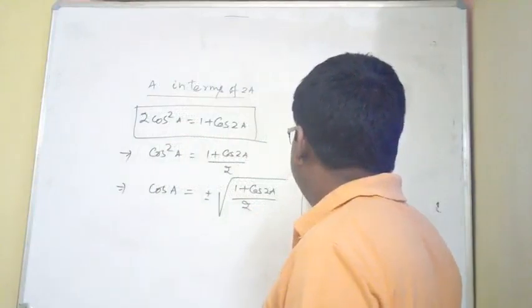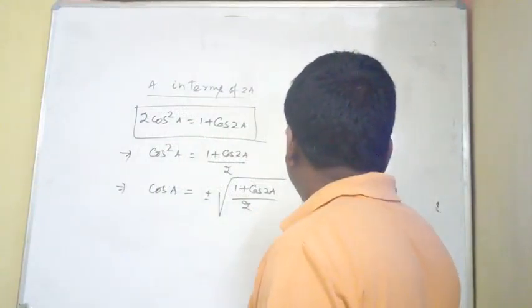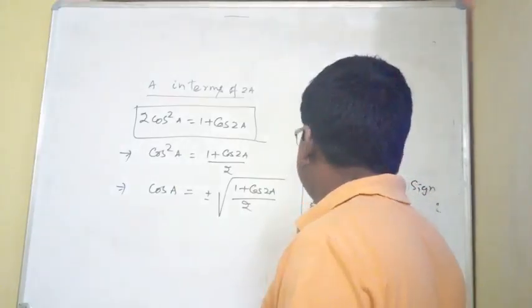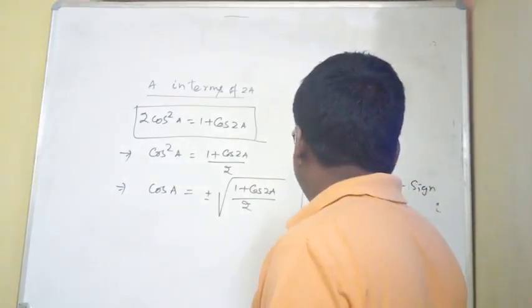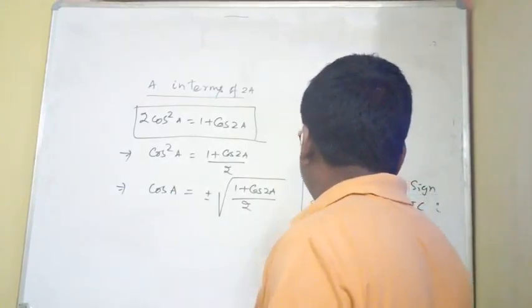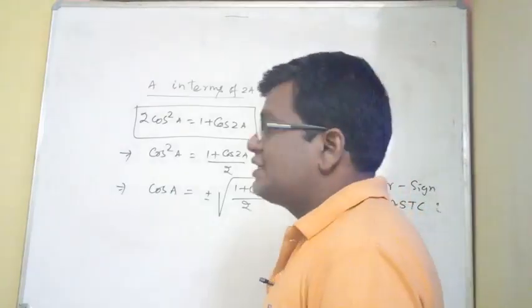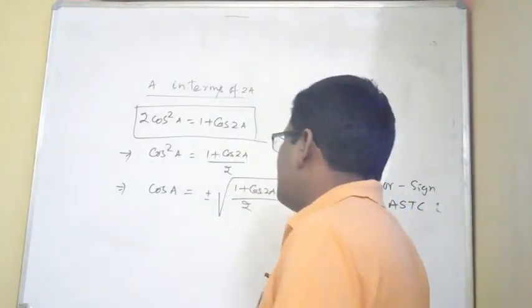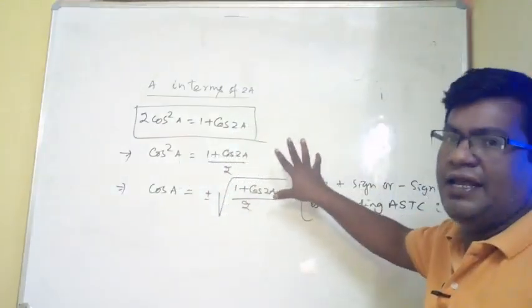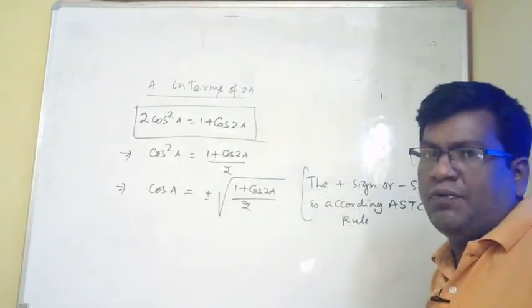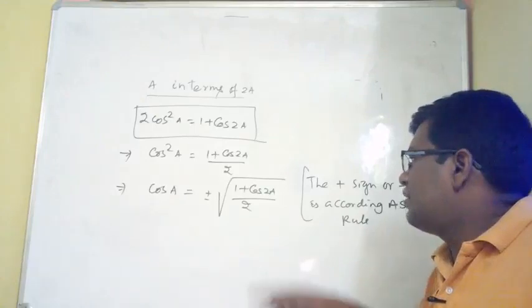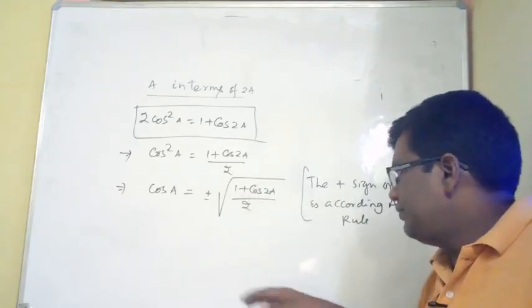The plus sign or minus sign is according to the ASTC rule. If A lies in first quadrant or fourth quadrant, then it is positive, and for other quadrants it is negative.